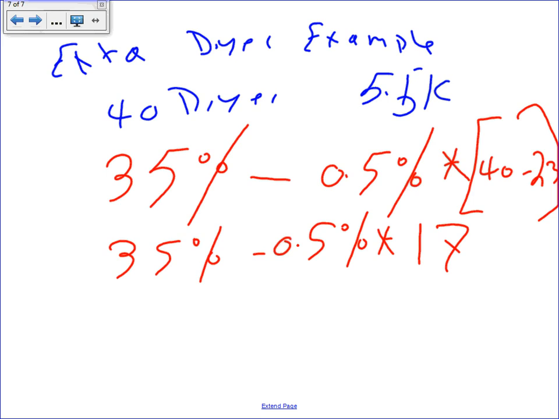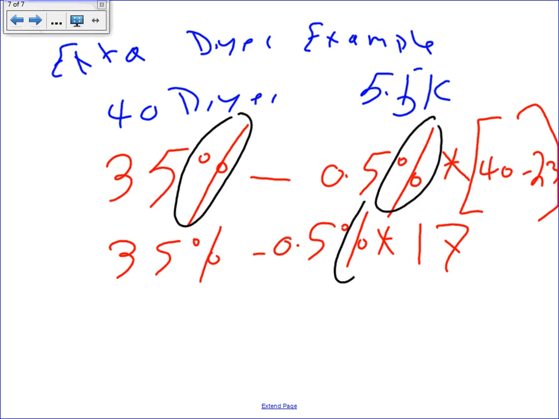Think of the percentage as a unit, like K. I'm going to highlight the percentage in a different color. Please leave it alone, don't cash it yet. Then at the end, 35 times 0.5 times 17. What's half of 17? 8.5.